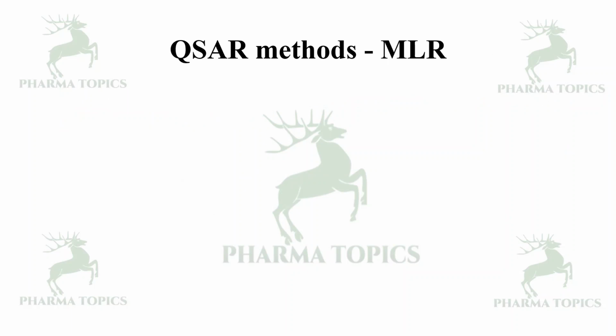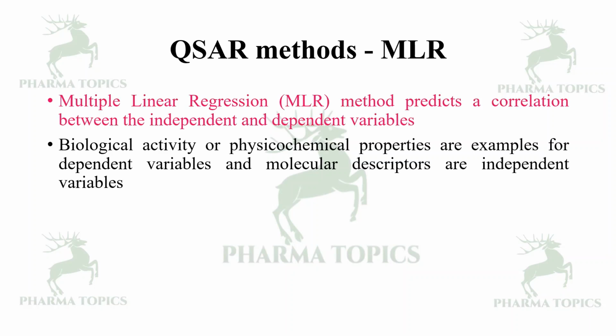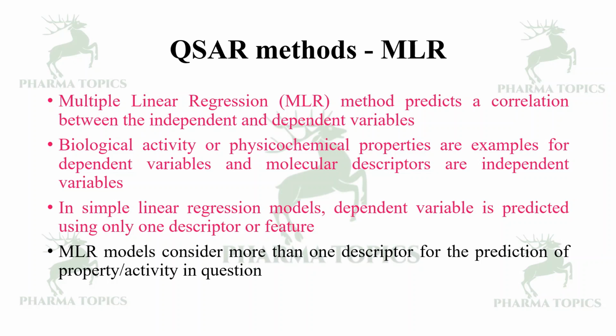Next is multiple linear regression. The multiple linear regression method predicts a correlation between independent and dependent variables. Biological activity or physicochemical properties are examples of dependent variables, and molecular descriptors are independent variables. In simple linear regression models, the dependent variable is predicted using only one descriptor or feature. MLR models consider more than one descriptor for the prediction of the property or activity in question.